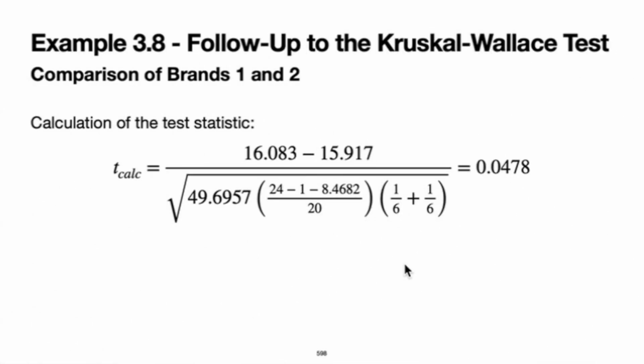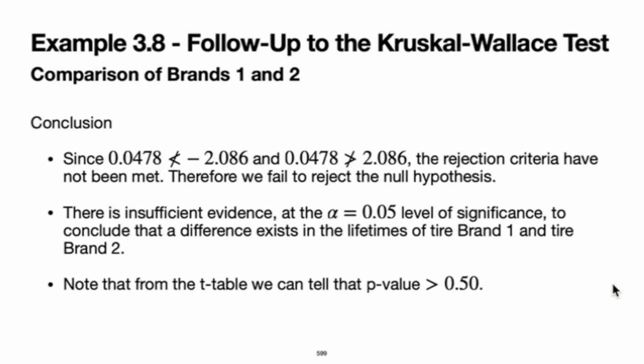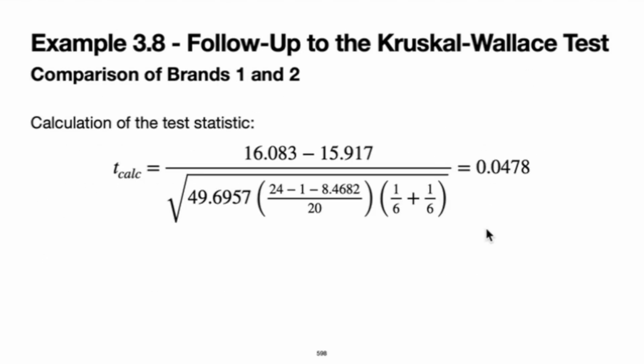Now, the value of the test statistic turns out to be 0.0478. Let me just go back to the slide with the average ranks. We're going to be using these values to help us decide which brands are different. You can see here that the average ranks for brands A and B are very, very similar. So we might conclude, initially at least, that those 2 brands are not different, but they are different than some of the others. The value of this test statistic is very small, and we would expect that because this difference is not very big.